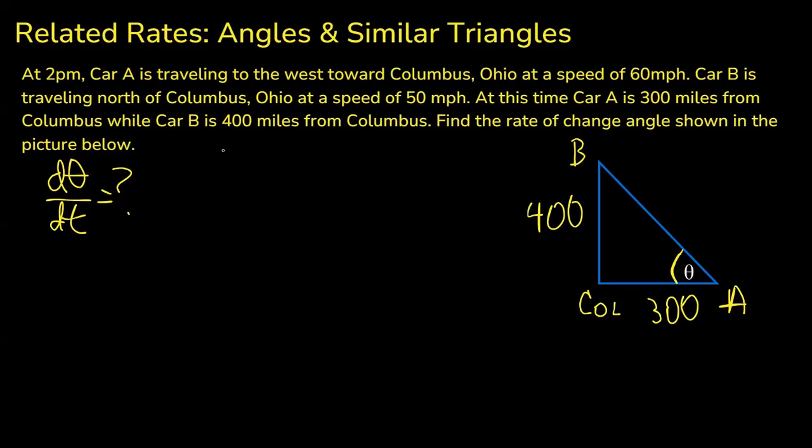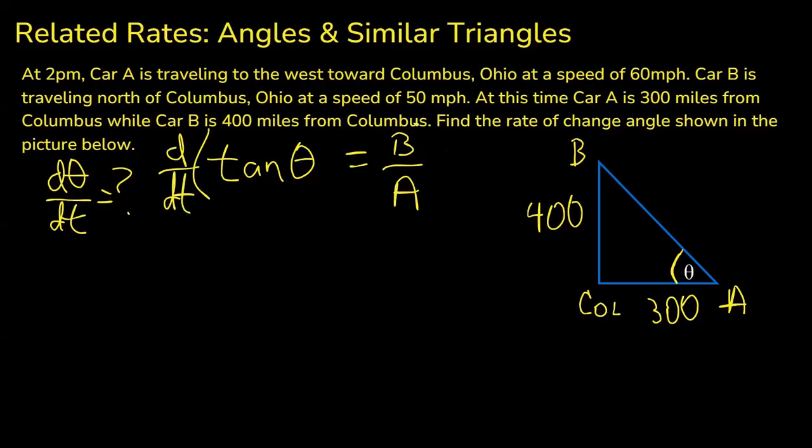Well, the trig ratio that we know, because we're dealing with angles, that's a hint that we should use a trig ratio, is going to be B over A, opposite over adjacent. Now, we don't plug the 400 and the 300 in yet because those values are changing. We're just looking at it the instant those values are 400 and 300. Then what we would do is differentiate everything with respect to t. Now we have three variables here. We have theta, B, and A. All of those are changing.